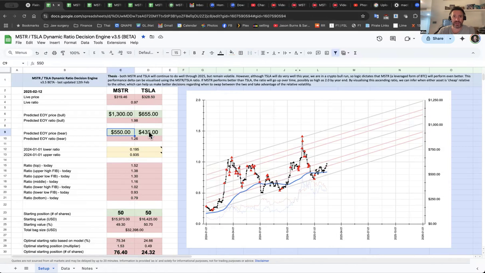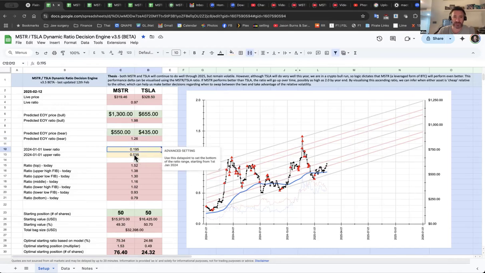And then here you put your bear target. If we think that 550 is the target for MicroStrategy and 435 for Tesla as a bear case target for the end of the year, that gives us a ratio of 1.26. So that is that point there. You can see it's 1.26 there. By using these two ratios, it creates this top and bottom range, which allows us to have a range that we can trade in.